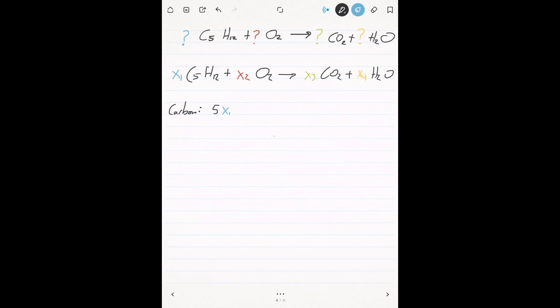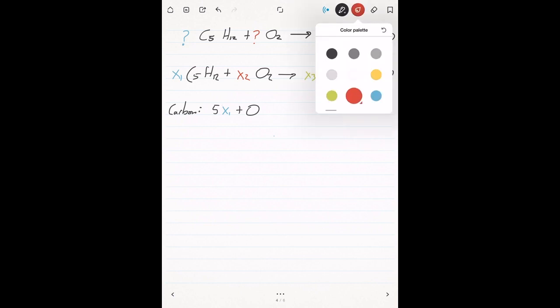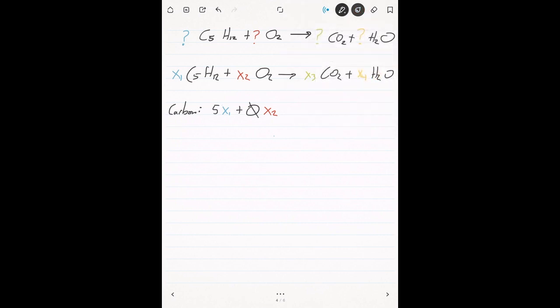How many carbons are in the second compound? Well, there's clearly no C in there. There's no carbon listed. So I have 0 carbons. I could say 0 times X2, but really that's just a 0 at the end of the day. I'm going to put a little slash through the 0 so it doesn't look like oxygen. So I have 5 carbons in the first one times however many I have of that compound, and then pretty much 0 in the second one.